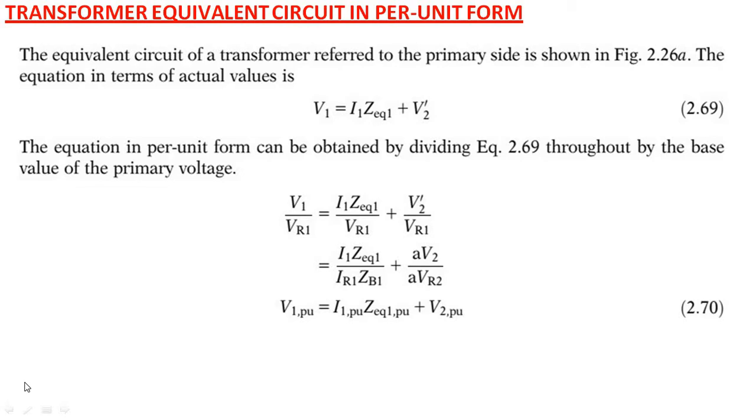V1 divided by VB1 is equal to I1 into Z equivalent 1 divided by VB1 plus V2 dash divided by VB1. That is equal to I1 into Z equivalent 1 divided by IB1 into ZB1 plus aV2 divided by aVB2. Then V1 per unit is equal to I1 per unit, Z equivalent 1 per unit, plus V2 per unit.